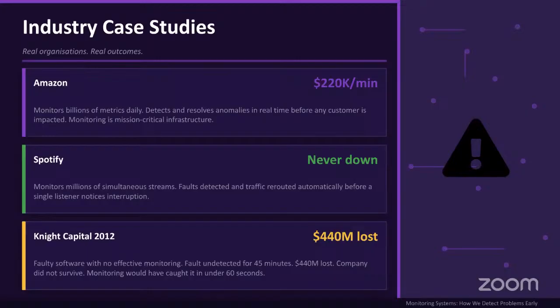But not every company is getting it right. Let's look at this story. The Knight Capital trading incident is a good example. A system issue went unnoticed for 45 minutes. They lost about $440 million. The company didn't survive because they were not monitoring it.